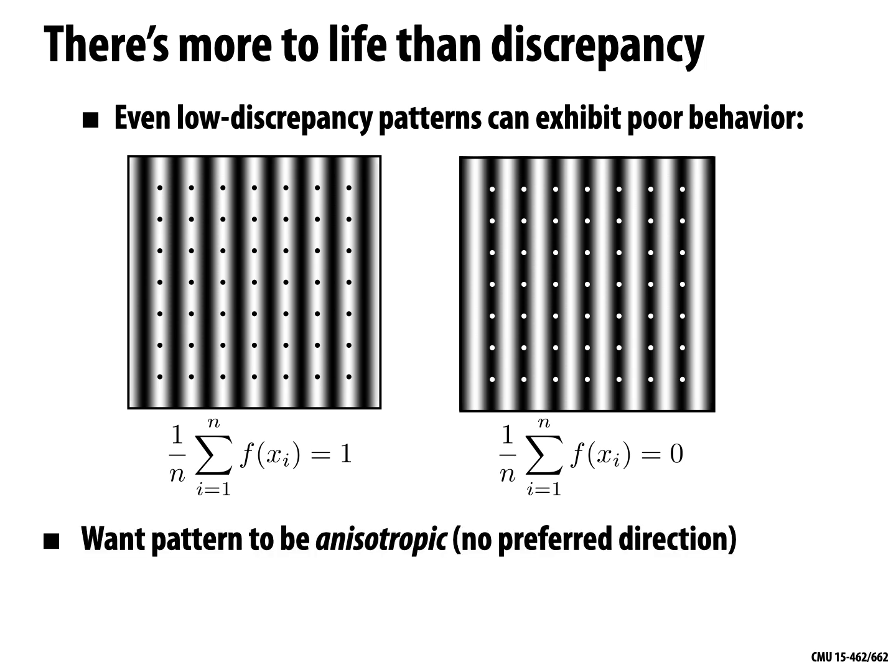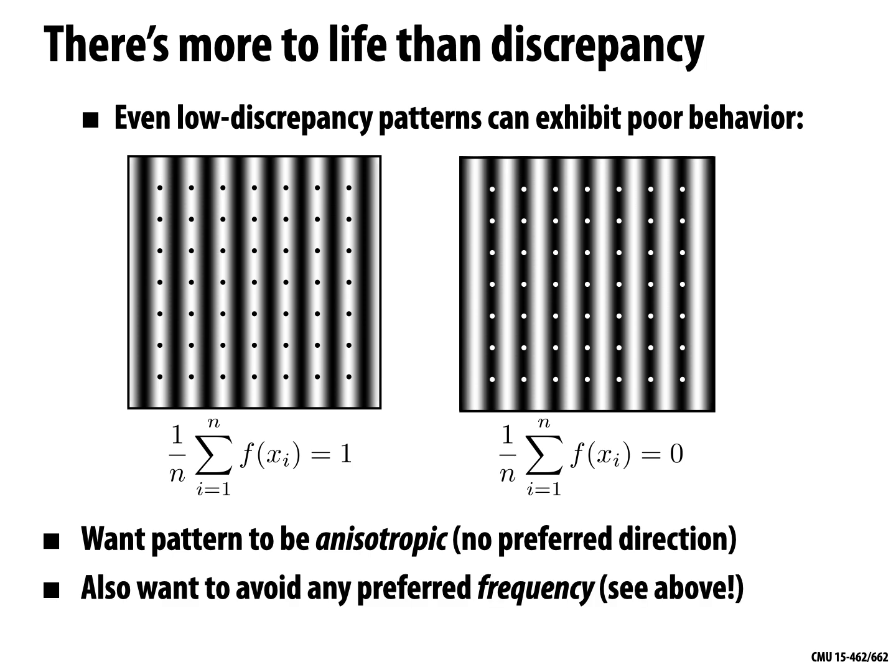And so what we'd really like is for this pattern to be at least isotropic. It doesn't have a preferred direction. We'd also like it to be something that doesn't have any preferred frequency. It doesn't line up with features of a certain size, but is kind of equally treating features and frequencies of all different sizes the same way.